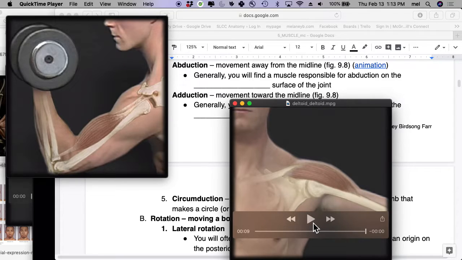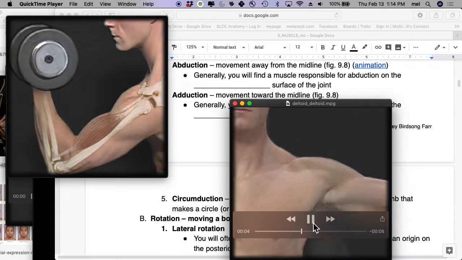Okay? So abduct, adduct, abduct, adduct. Yes? Okay. Now watch my thumb. Abduct, adduct. Does that make sense? Yeah. Okay. All right. So now let's figure out the logic of abduction and adduction.